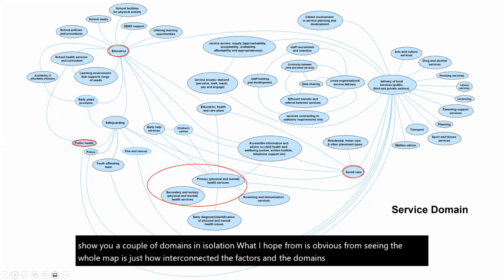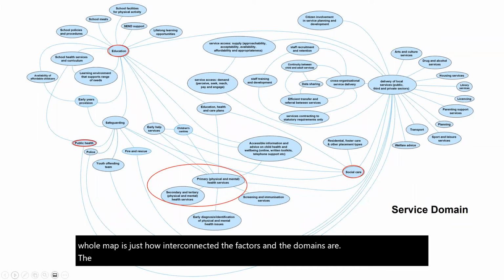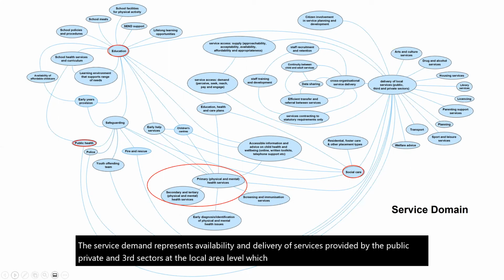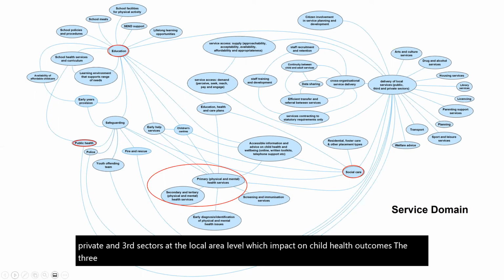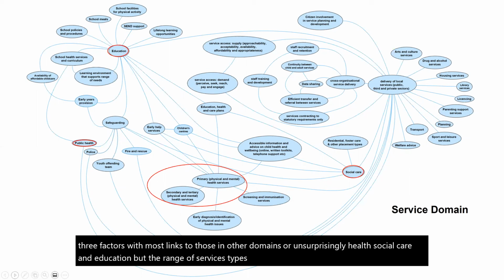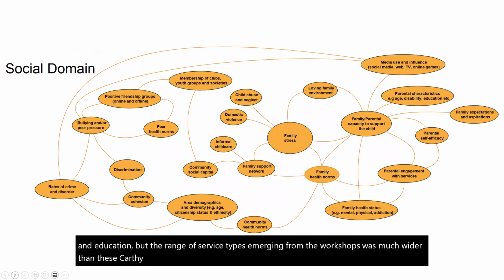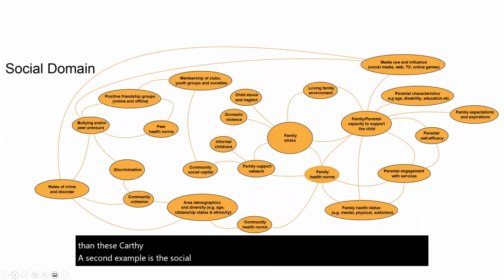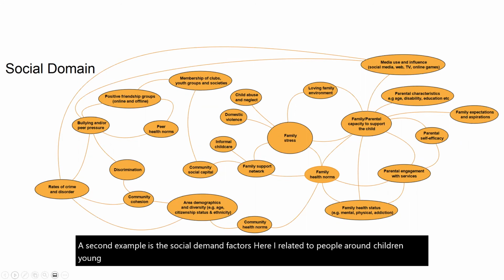The service domain represents the availability and delivery of services provided by the public, private and third sectors at the local area level, which impact on child health outcomes. The 3 factors with most links to those in other domains are unsurprisingly health, social care and education, but the range of service types emerging from the workshops was much wider than these core 3. A second example is the social domain. Factors here are related to people around children and young people who influence their health behaviours and outcomes. These split broadly across parents and families, peer groups, and local communities.